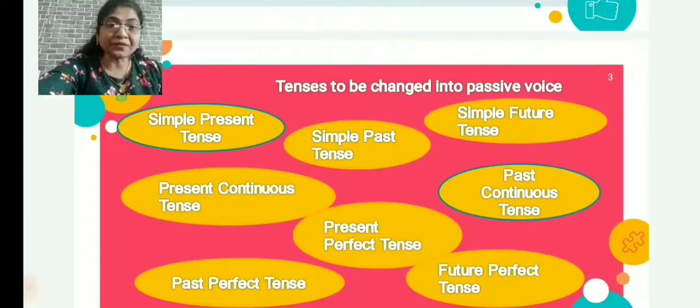Present perfect tense, past perfect tense and future perfect tense. All three perfect tenses we change into passive voice. So one more time I'm repeating: only 8 tenses are changed into passive voice.